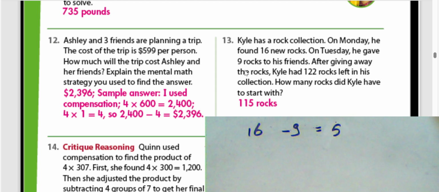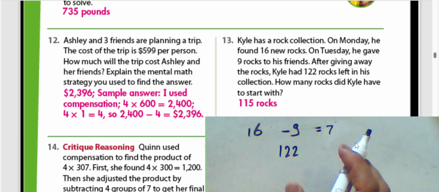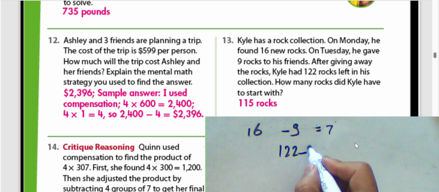And then after giving away the rocks, Kelly had 122 rocks left in his collection. How many rocks did Kelly have to start with? Who can tell me the answer here? He collected on Monday, he found 16 new rocks. On Tuesday, he gave 9 rocks to his friend. Then the result will be 16 minus 9 equals 5. No, not 5. Sorry, it will be 7. Okay, then in the next step, 122 subtract 7.